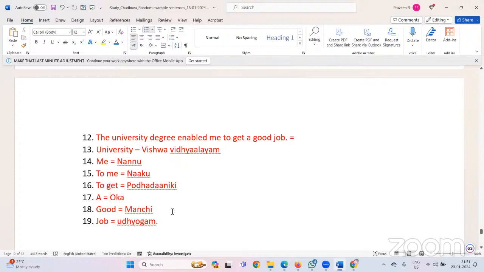Then you try to make your own sentence. Then see the final translation from Google, or maybe you can ask someone whether it is correct or not. If you are making a 100% correct translation, you are good to go. Those sentences you can use confidently in your conversations. Okay. Now you can try to form the sentences.